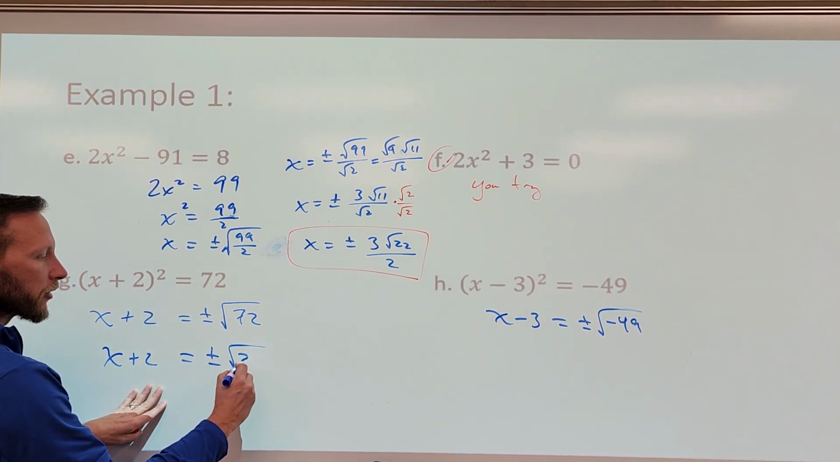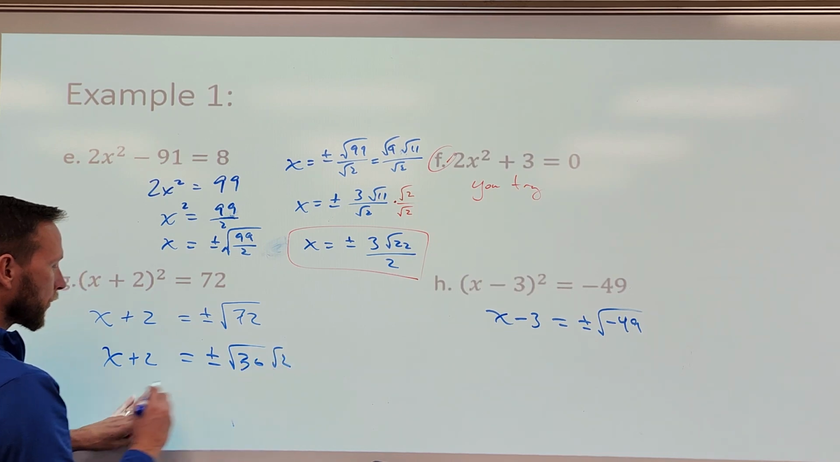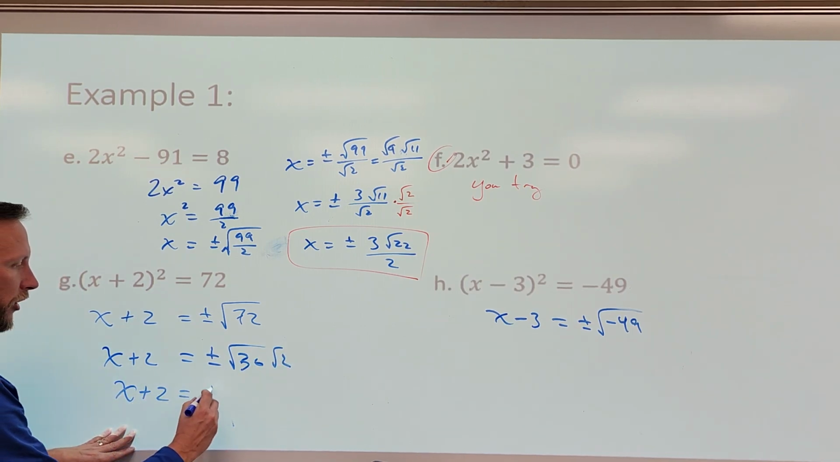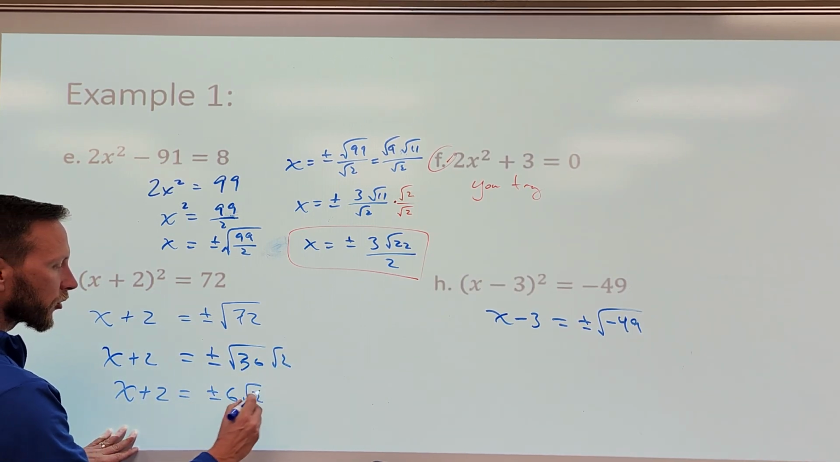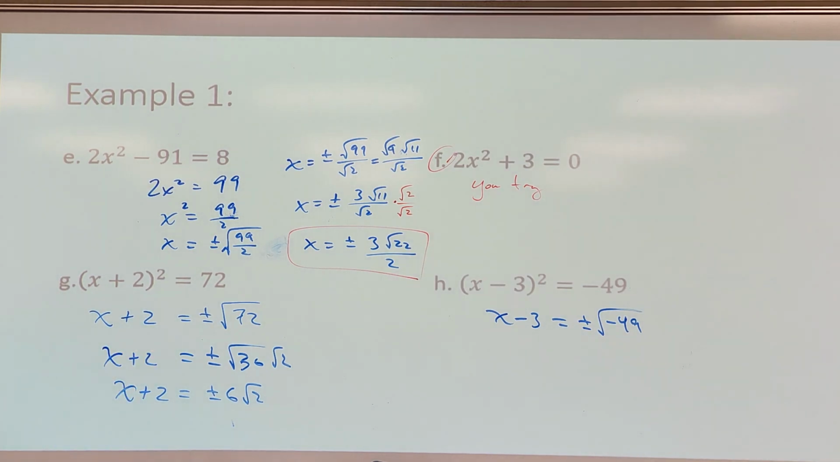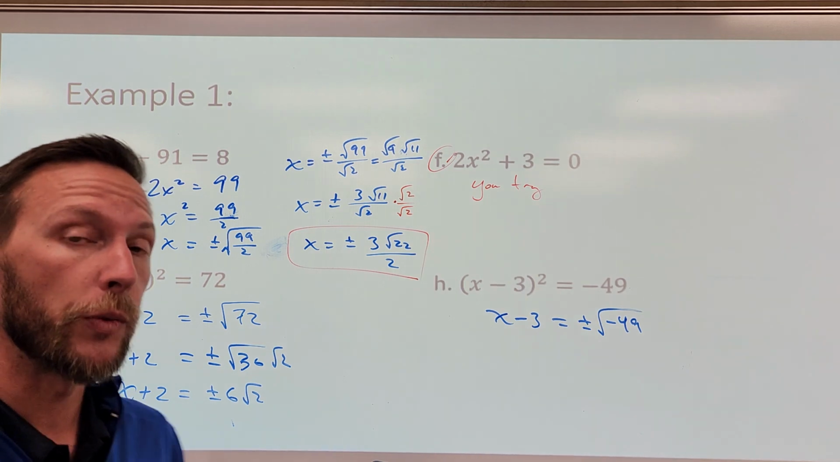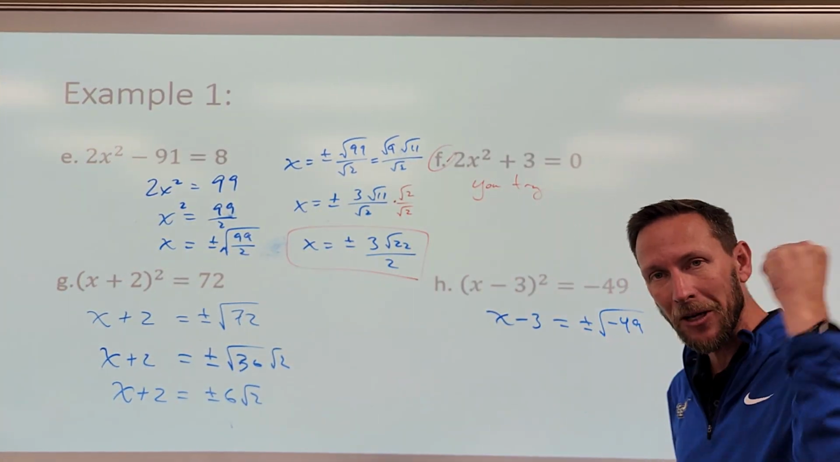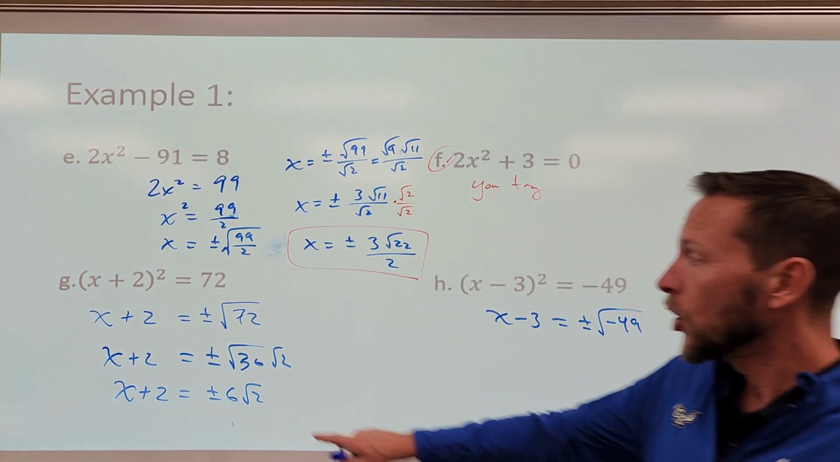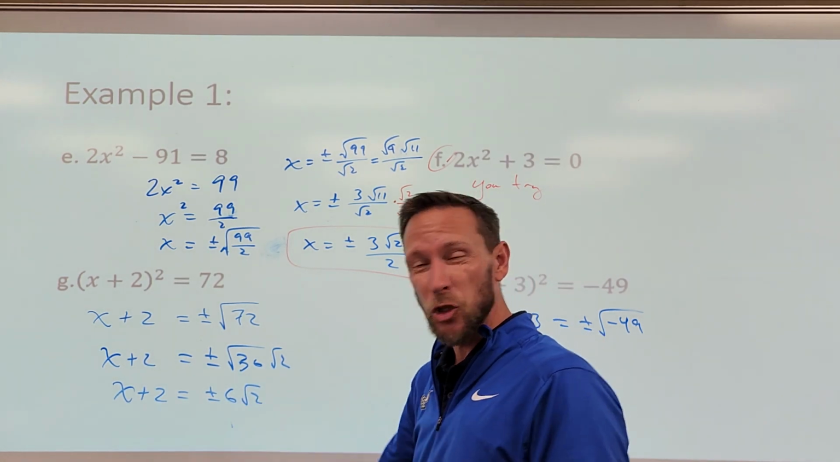So over here, we know that that's going to be 36 and 2. So I get x plus 2 is equal to plus or minus 6 square root of 2. Now here's where this becomes maybe a little bit messy and where some of you aren't going to like the format in which we write these answers. But we're going to tough it out, we're going to get through it, and I think that you guys are going to be fine. What we're going to do is subtract 2 from both sides.